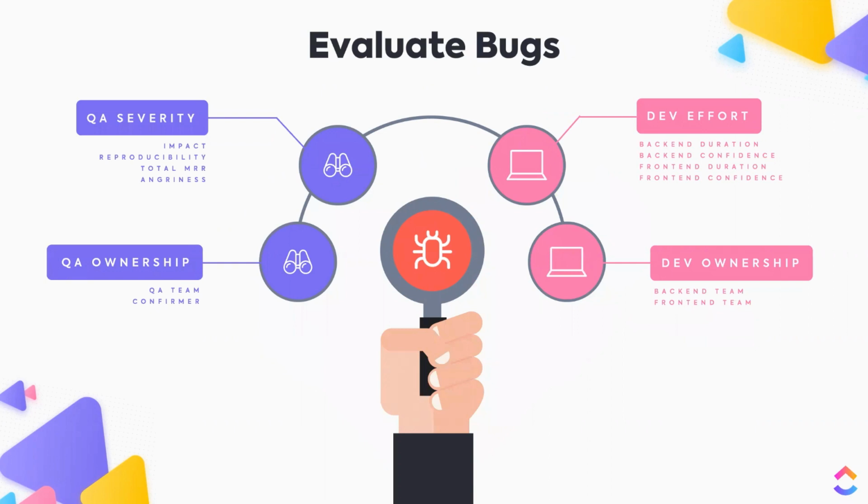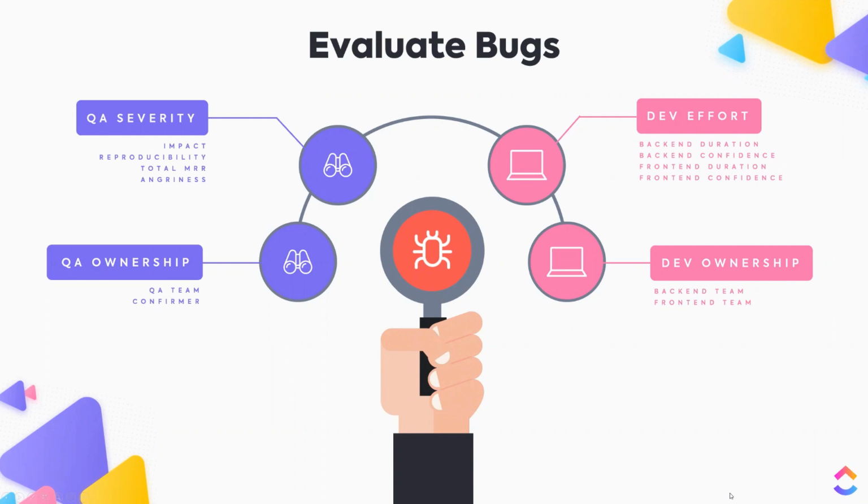To prioritize, we want to compare the severity of a bug to the effort required to fix it. So we implemented a fully automated calculation system for quality assurance to define the severity based on customer-related values that you can visualize here, while the developers would define the effort based on their estimation and level of confidence. We also wanted to make sure that we had clear ownership for each bug. So we split our assignees into dedicated team fields for both QA and dev.